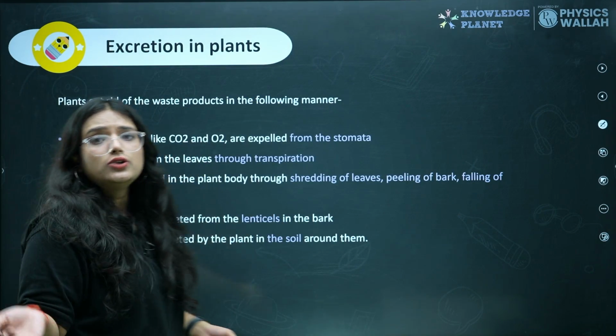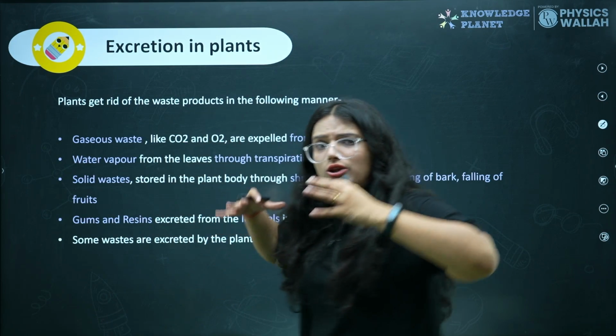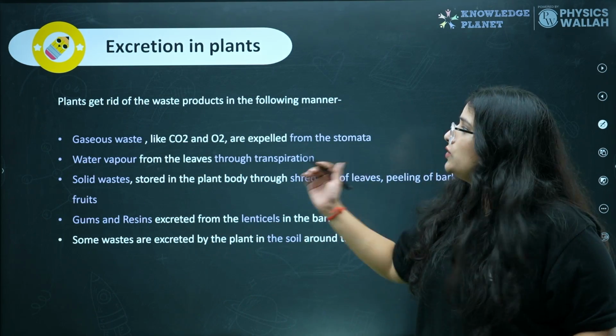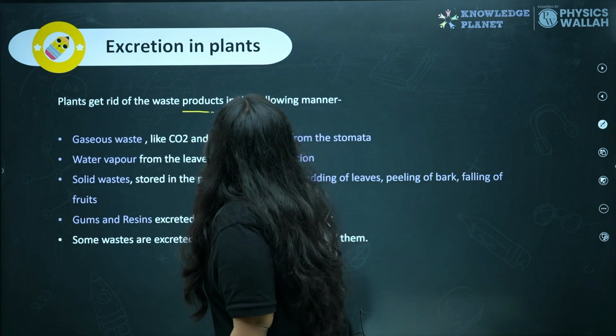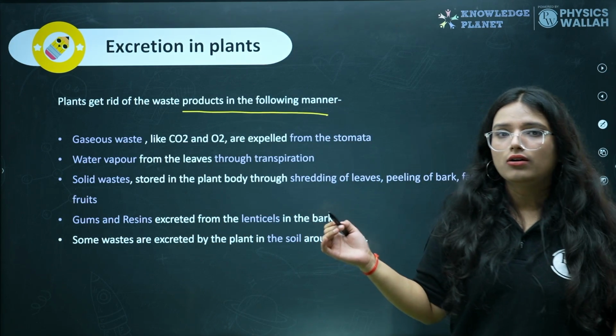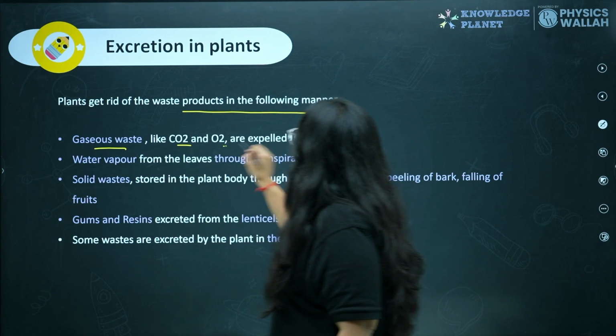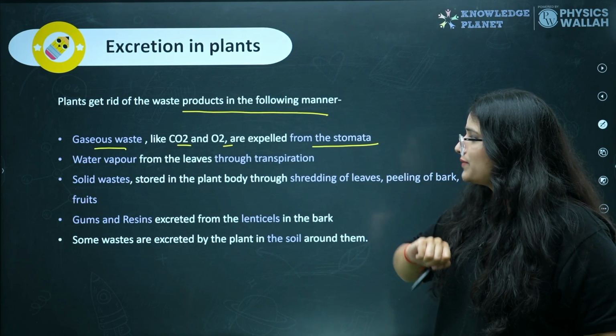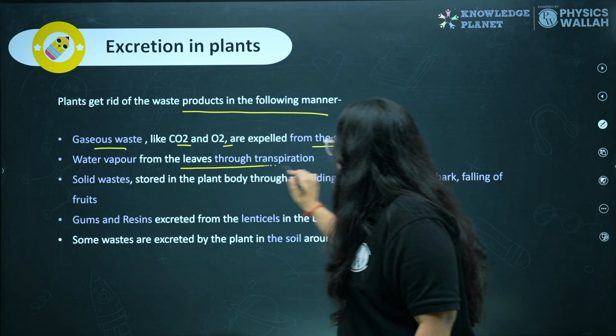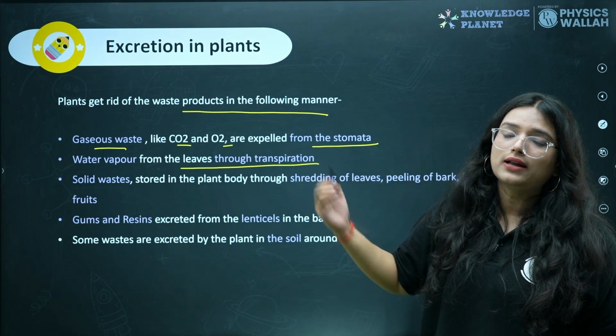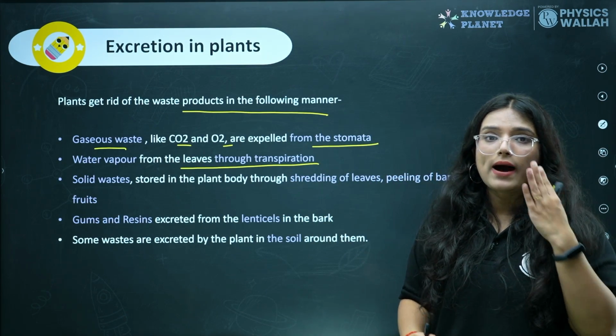The plants might also need to excrete, right? So how do they get rid of the excess waste? Let's see that plants get rid of the waste products in different ways. For example, the gaseous wastes like CO2 and O2 are expelled from the stomata. Water vapor from the leaves is expelled or transpired through the stomata in the process of transpiration.